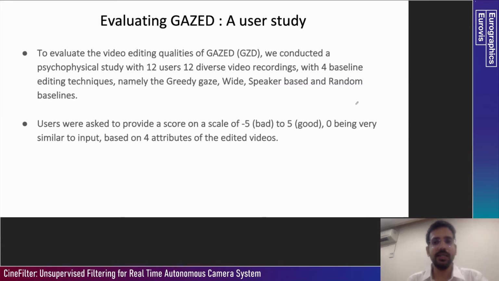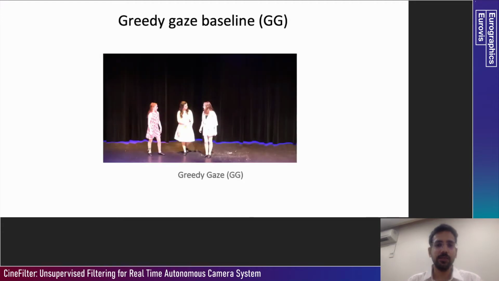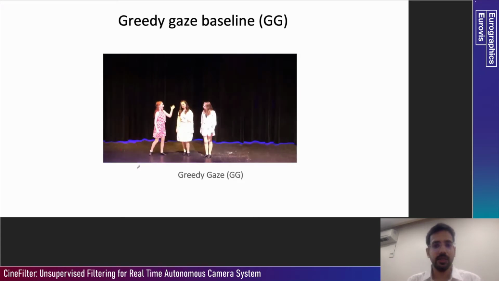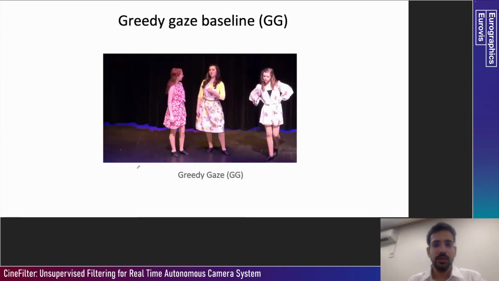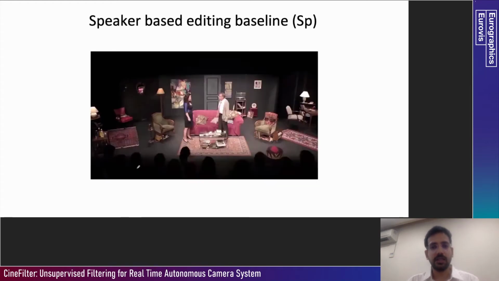We further evaluated gaze in a user study. We designed some baselines. One is called greedy gaze, a wide recording like the original recording. Then there are speaker-based and random baselines. A greedy gaze baseline greedily cuts to the shot which is more likely at every moment. Here is an example of greedy gaze, but it can lead to sharp, unmotivated cuts. Sometimes the noise in the gaze can also lead to faster cuts. Sometimes there is a speaker-based editing baseline which cuts to the person who is speaking all the time. So this is an example of that.